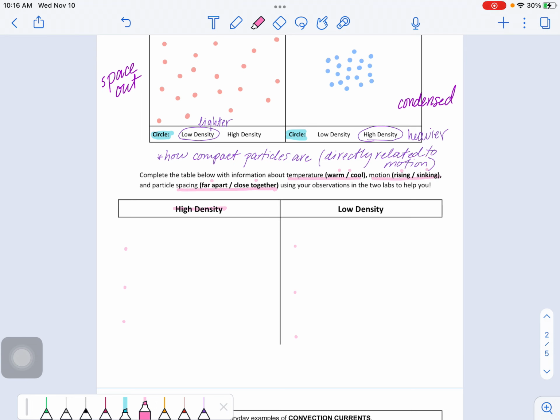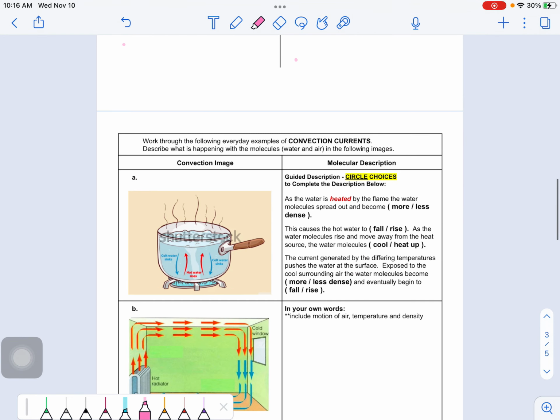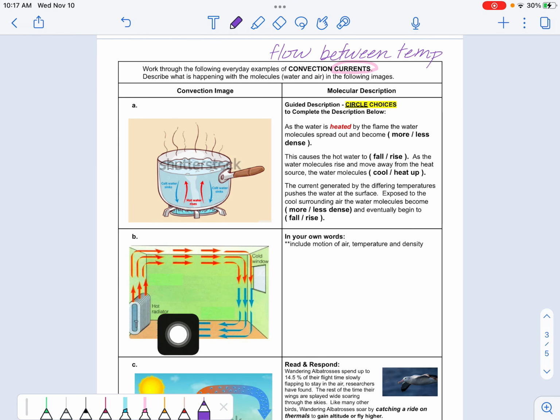Once you've got your table filled in, you can use that information to work through this idea of convection currents. Now we're noticing a flow happening between the 2 different temperatures. It's not just a simple increase, decrease, rise or fall, always cold, always warm, but it's this flow, this full cycle or cell that we see happening all over the place in nature.